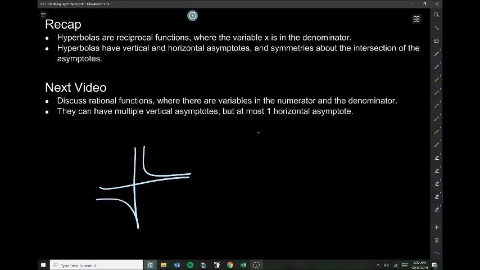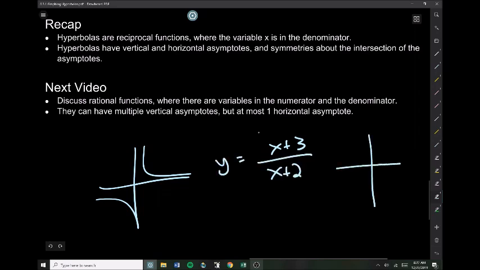In our next video, we'll discuss rational functions where there's variables on top and variables on the bottom. These can have horizontal and vertical asymptotes of different amounts. I guess just one horizontal asymptote, but they can have multiple vertical asymptotes.